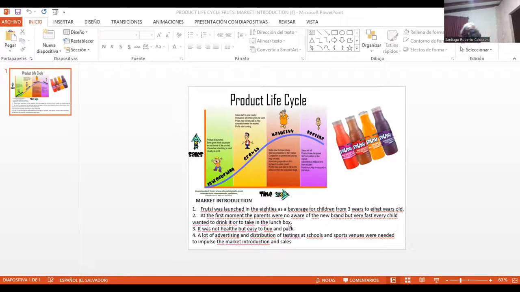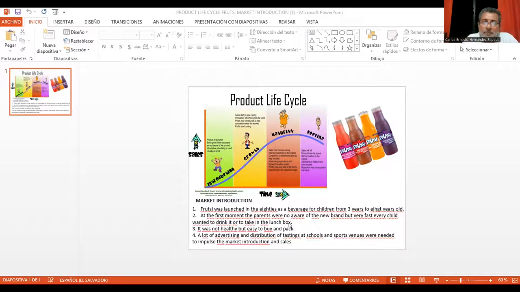Market introduction: Fruitsy was launched in the 80s as a beverage for children from 3 years to 8 years old. It was a target. At the first moment, the parents were not aware of the new brand, but very fast, every child wanted to drink Fruitsy or take it in the lunch box. It was not healthy, but easy to buy and pack. A lot of advertising and distribution of tastings at schools and sports venues were needed to impulse the market introduction and sales. The second stage, Carlos Ernesto, please, your turn.